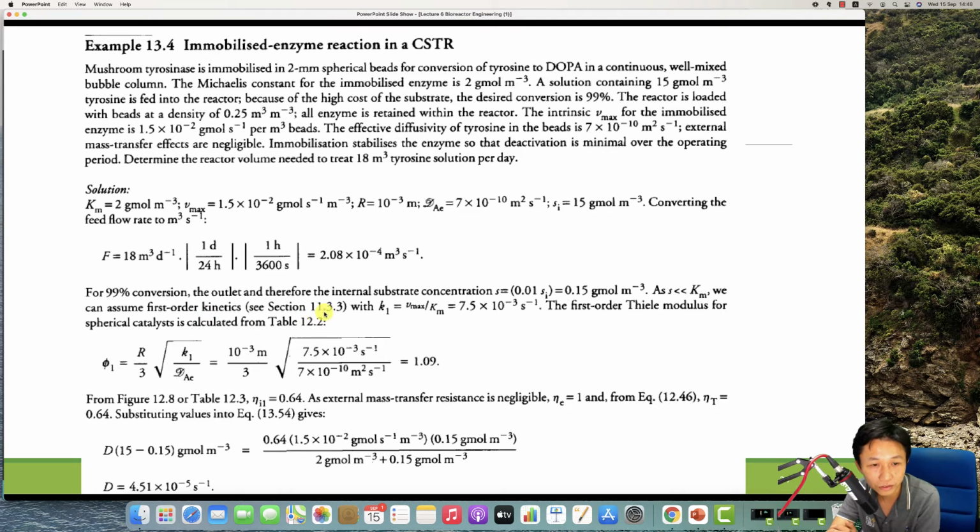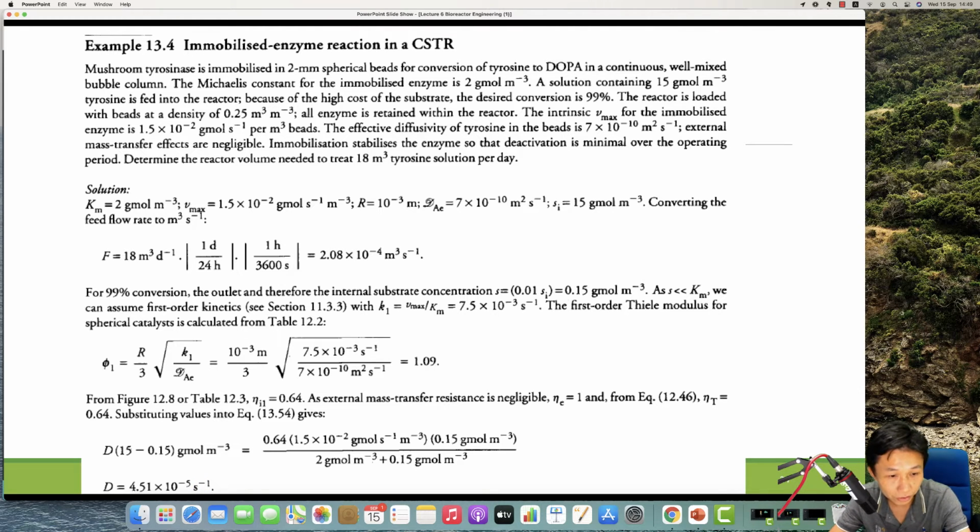So we can refer to this section, the Thiele modulus. So for this heterogeneous reaction, it is 1.19. From this figure, we have this thing. This is called the effectiveness factor.